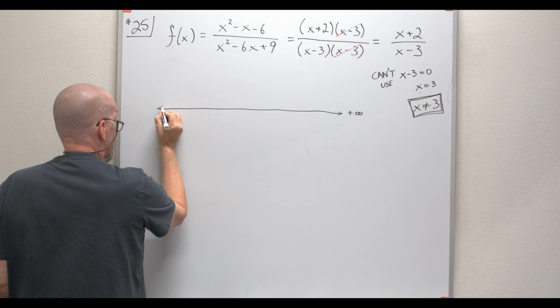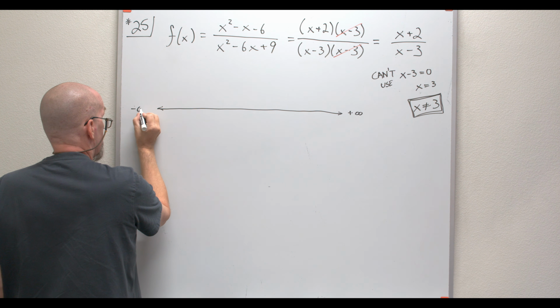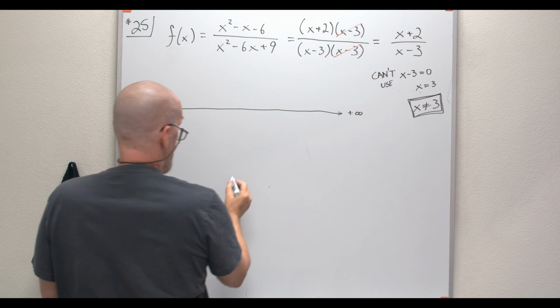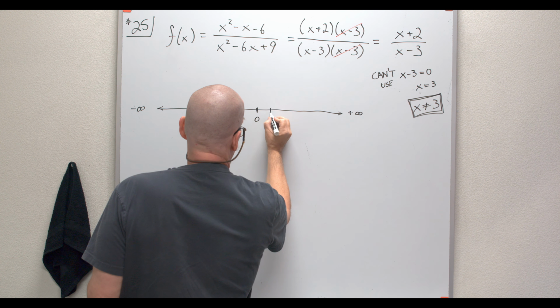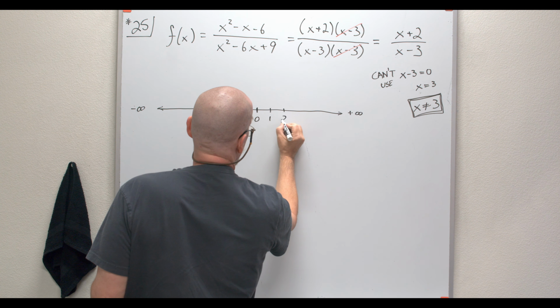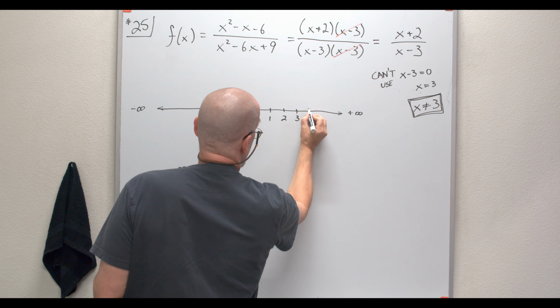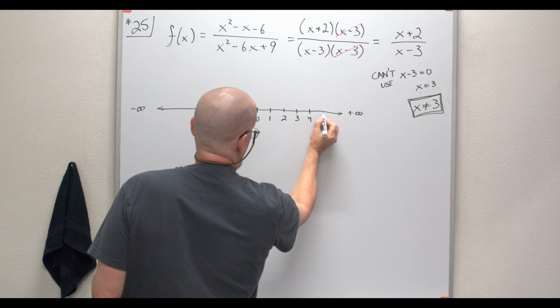Positive infinity is way out that way, negative infinity way out this way. You never really reach it, you just go towards it. You keep traveling to the right forever. I'm going to put a 0, 1, 2, 3. I'll go out to 4 and then sort of give it a dot, dot, dot.